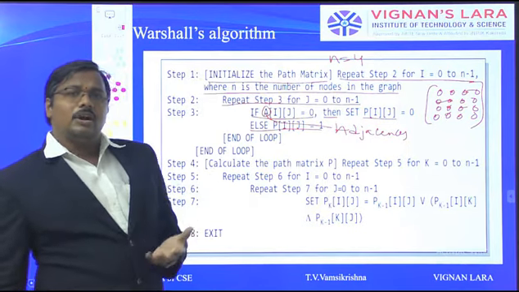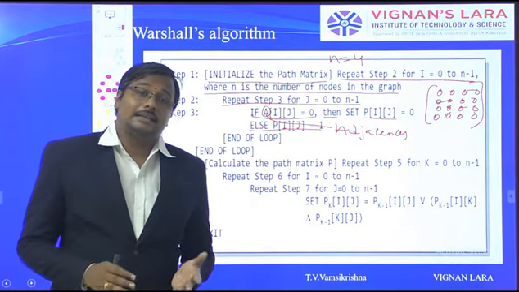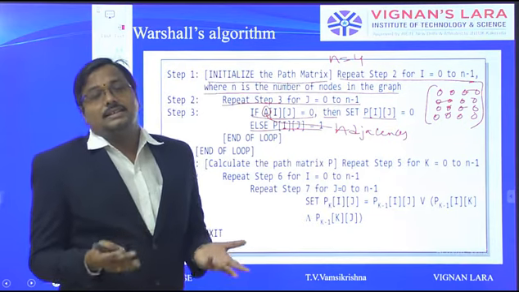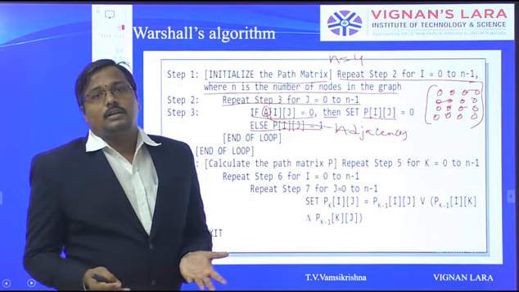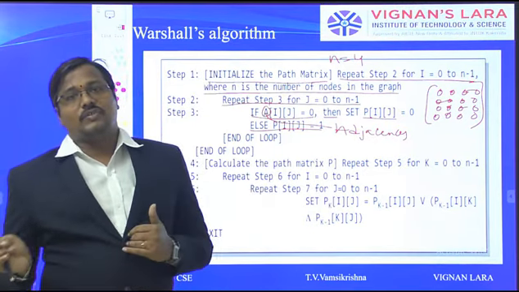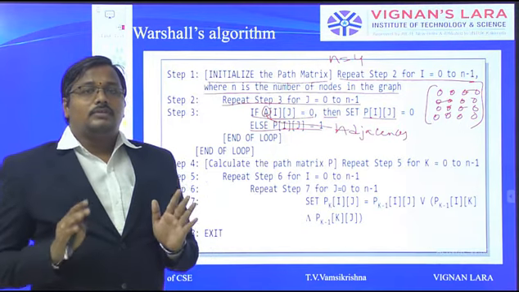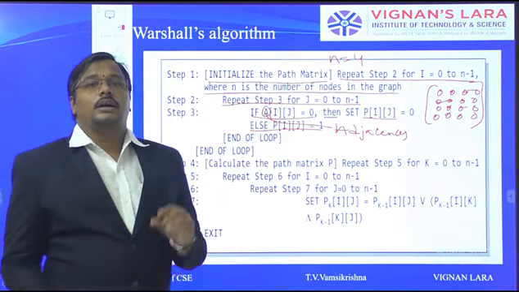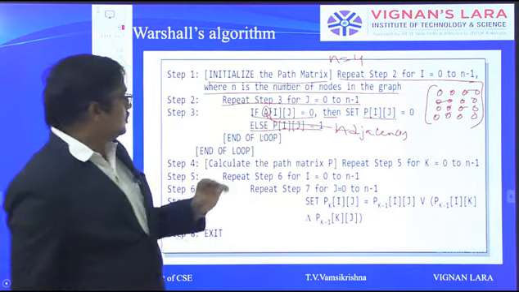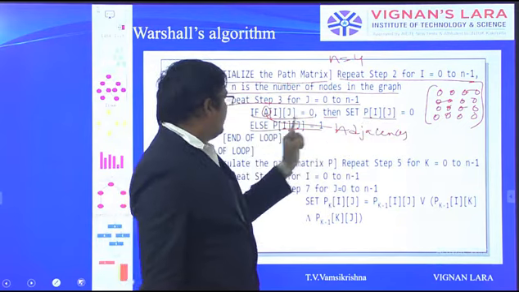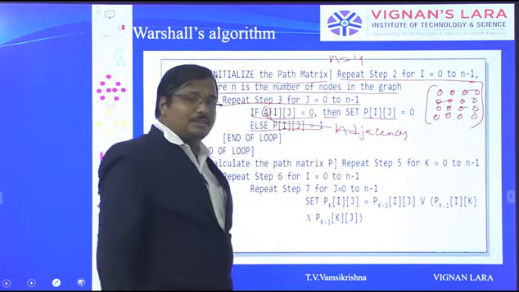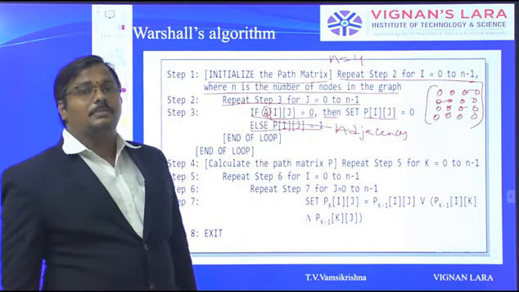Sir, why are we getting a non-zero value? Say, the given graph may be a weighted graph. If the edge exists, it represents a non-zero value, means it represents some weight, say 10, 12, 15, like that. If the edge does not exist, the corresponding entry represents 0. So that's why it represents 0 here. Else, means other than 0, whatever the value may be, it is represented with 1. Means there is a path.